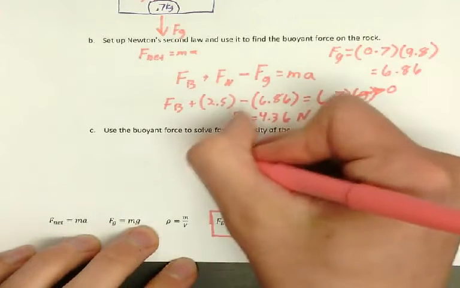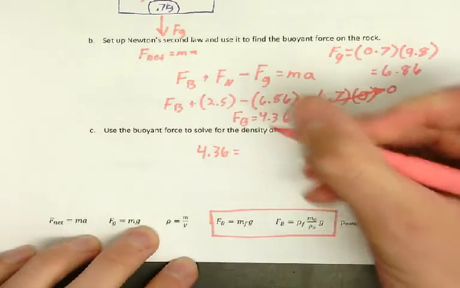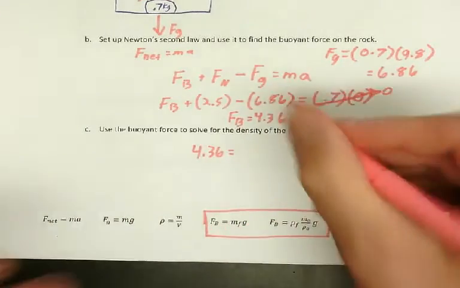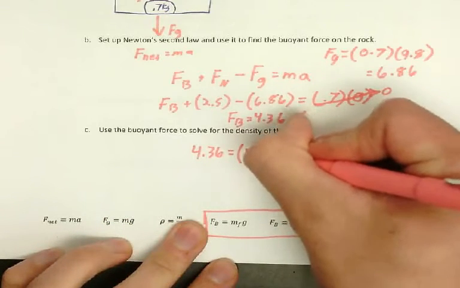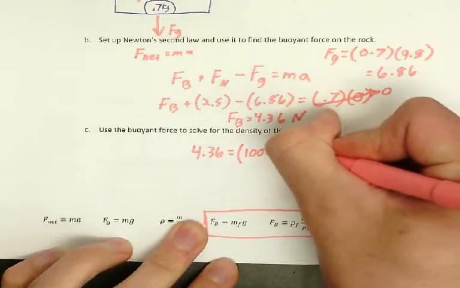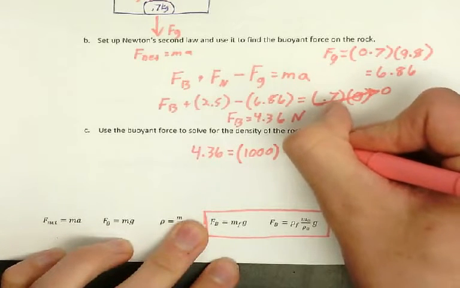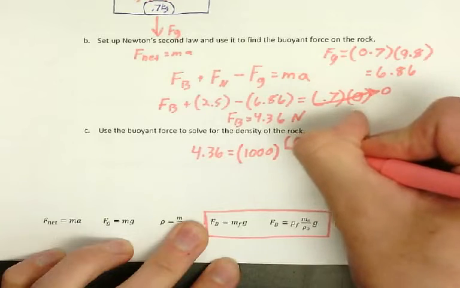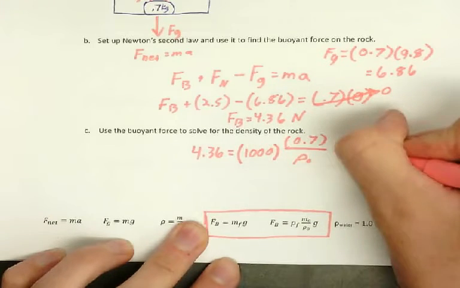So the buoyant force is 4.36 equals the density of the fluid. The fluid is water. Water has a density of 1,000, or 1 times 10 to the third. Mass of the object is 0.7. We don't know what the density of the rock is, so we're just going to write density object, and G is 9.8.